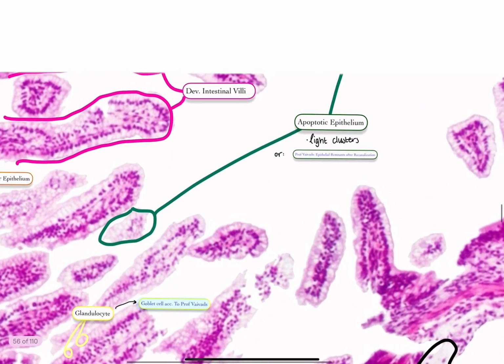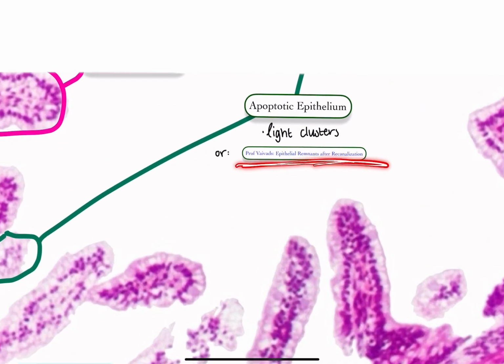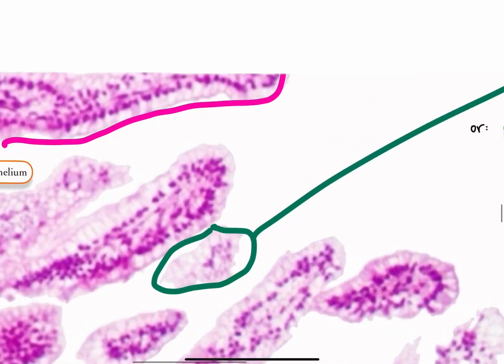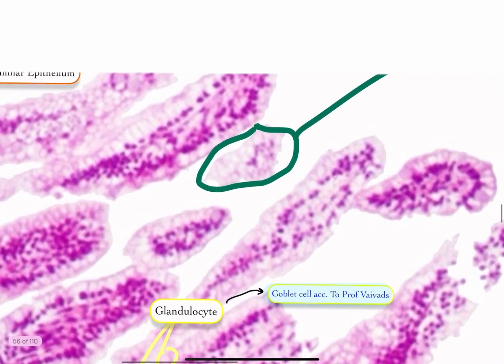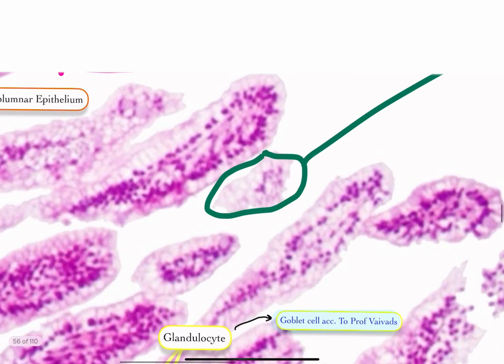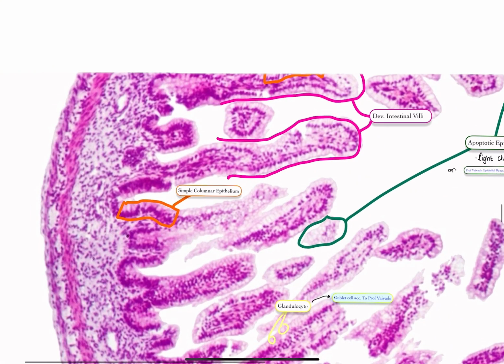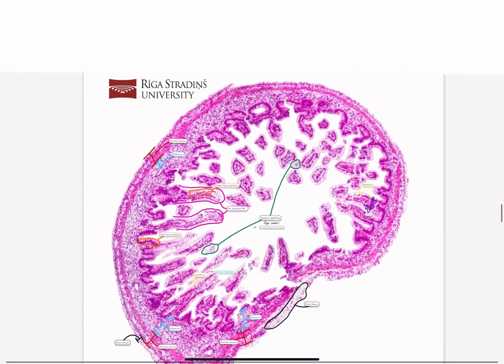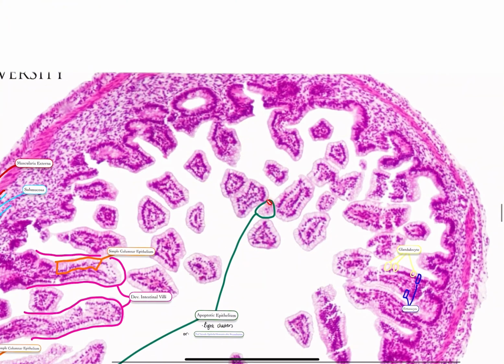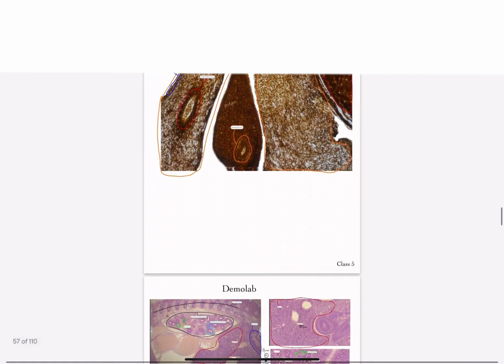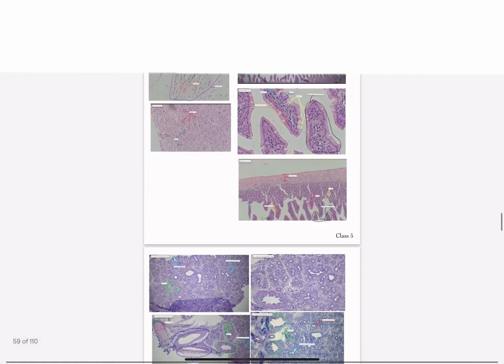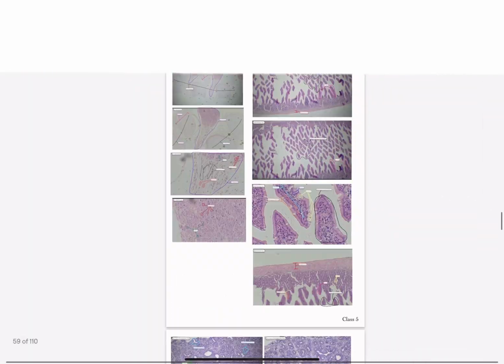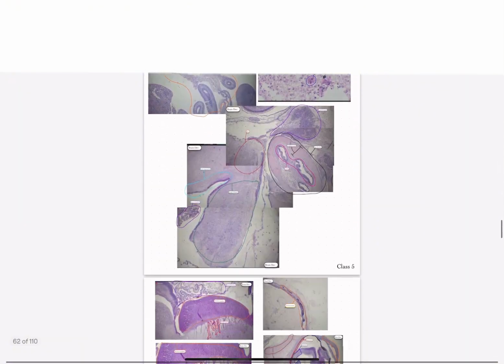This would be an apoptotic epithelium, or according to Professor Vivads, epithelial remnant after recanalization. Like you see, it's a lot whiter. There are some nuclei within them, but there is no center of lamina propria like there is here, for example. Here we can see the lamina propria center. This is another apoptotic epithelium as well. Let's see if we can find it here. I doubt it, not in that slide.